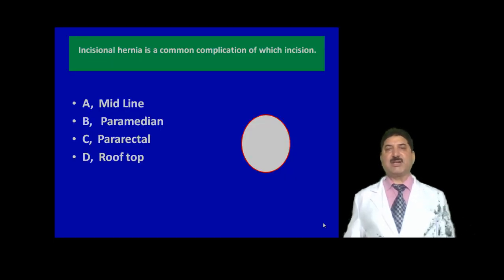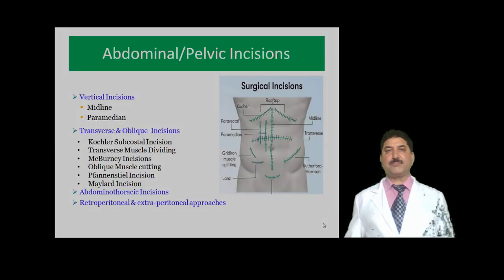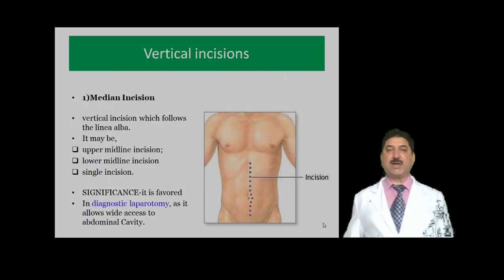Incisional hernia is a common complication of which incision: midline, paramedian, pararectal, rooftop. Midline is the correct option. Abdominal pelvic incisions are divided into vertical and transverse. Vertical incisions include midline, paramedian, and pararectal. Transverse and oblique incisions include Kocher's, transverse muscle dividing, McBurney's, oblique muscle cutting, and Pfannenstiel incision.